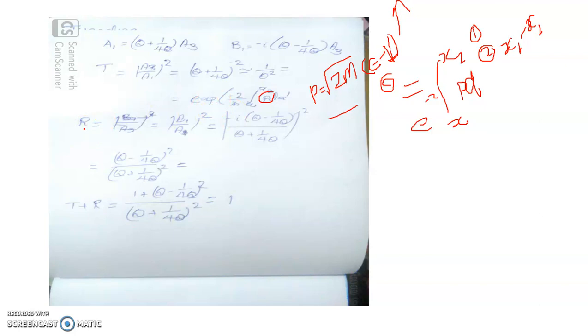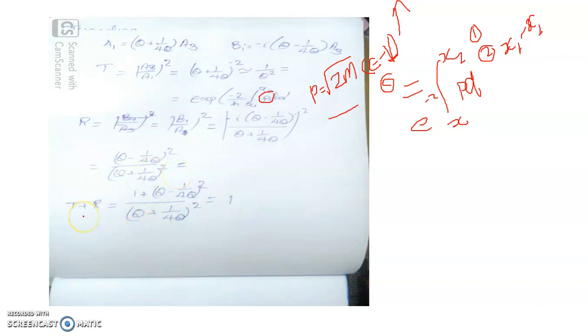And I have already told you, if you are interested, you can evaluate the reflection coefficient, which is B1 by A1 whole square. B1 by A1 can be obtained by dividing this equation by this equation. B1 by A1 will be there on the left side, and on the right side A3 vanishes. What remains is minus i into theta minus 1 by 4 theta by theta plus 1 by 4 theta whole square. That is theta minus 1 by 4 theta whole square by theta plus 1 by 4 theta whole square. We are not going to simplify it. Of course, it is of the form A minus B whole square by A plus B whole square.